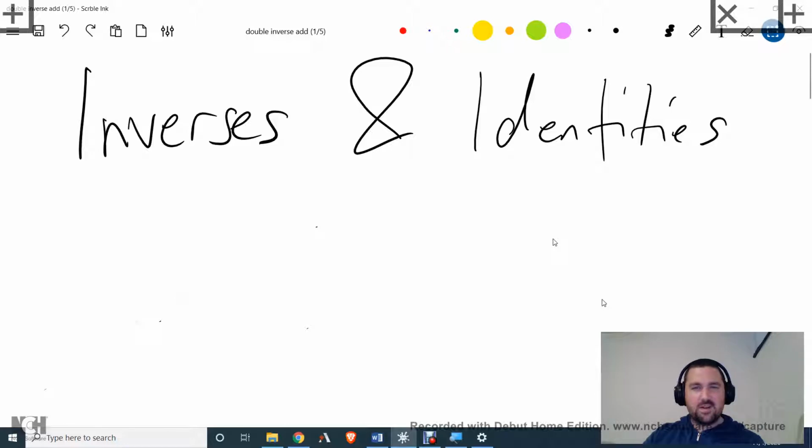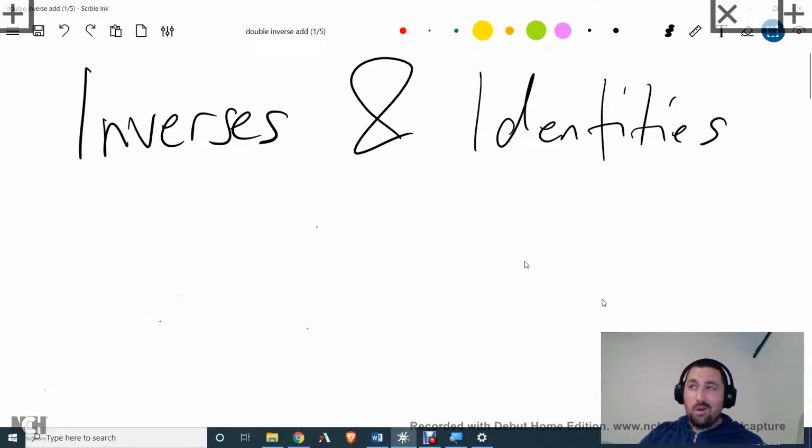We started off this week talking about inverses and identities, and we defined them, and we looked at how to find inverses, specifically additive and multiplicative ones. And now we're going to look at how we can use our knowledge of inverses to do some of the math we want to do.